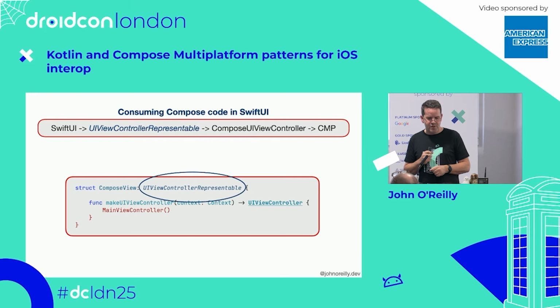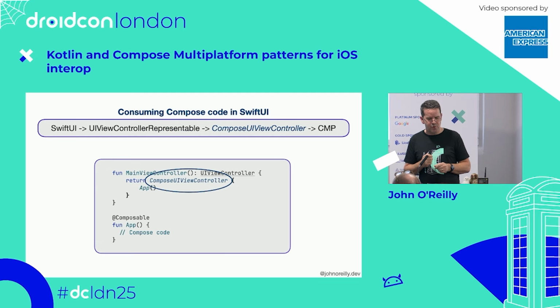Okay, and that Compose view we mentioned in the previous slide implements SwiftUI's UIViewControllerRepresentable, which allows including a UIViewController in SwiftUI code. And it works here by invoking MainViewController, a Kotlin function we have in our shared Compose code, from this makeUIViewController Swift function. And this is that MainViewController Kotlin function. And that in turn is using CMP's ComposeUIViewController to wrap Compose code and return a UIViewController to the invoking SwiftUI code.